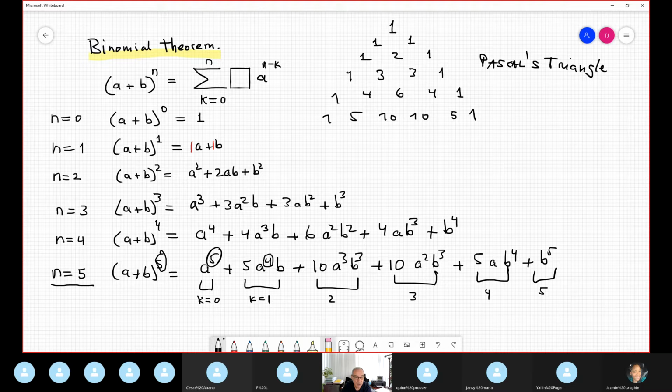And the second exponent is minus 1, because k is 1, or k is 2, or k is 3, or k is 4, or k is 5. If 5 minus 5 is 0. That is the reason that the last term does not depend on A. And B to the k.